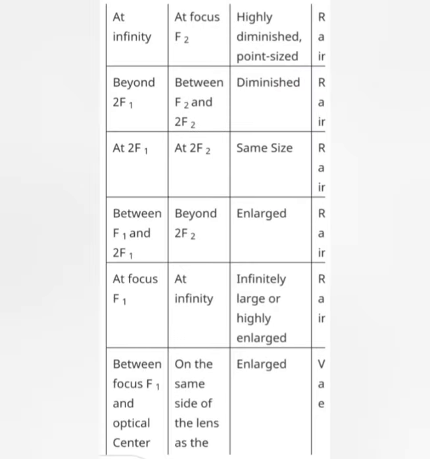If we talk about the image formation, let us think that the object is at infinity, the image will be formed at the focus, it is highly diminished, real and inverted. When the object is beyond 2f, the image is between f and 2f, it is diminished, real and inverted. When the object is at 2f, the image formed is at 2f, it is of the same size, and it is real and inverted. When the object is between f and 2f, the image is beyond 2f, it is enlarged, real and inverted. When the object is at focus, the image is at infinity, and the size is infinitely large, and it is also real and inverted.